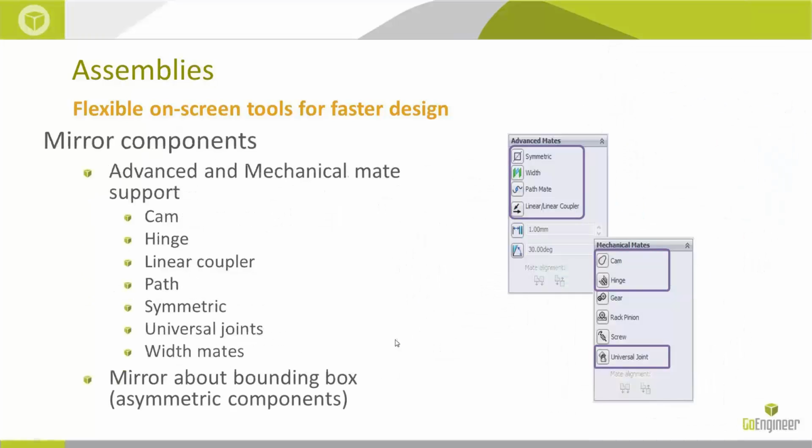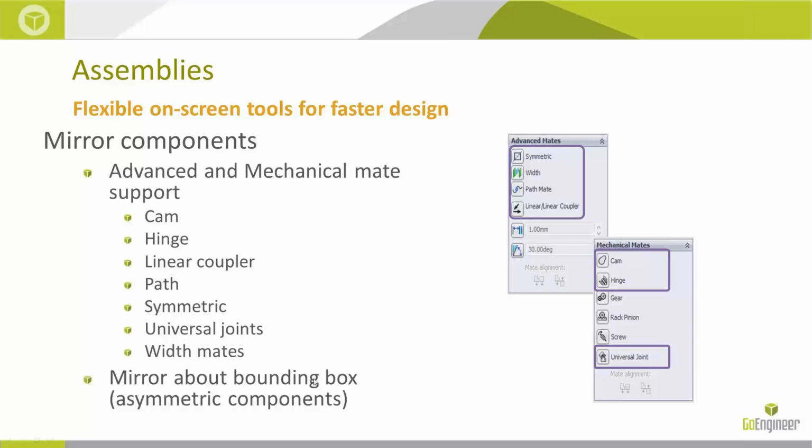Some of the enhancements that you'll see are when you mirror a group of components, any mates that were mated between those components that you're mirroring will get copied. But in the past, it wouldn't copy any of your advanced or mechanical mates. So they have enhanced the mates that will get copied when you mirror a group of components. If you have any of these mates in between those components that are being mirrored, they will be copied as well. Also, this new option to mirror about a bounding box, which can save you a lot of time.